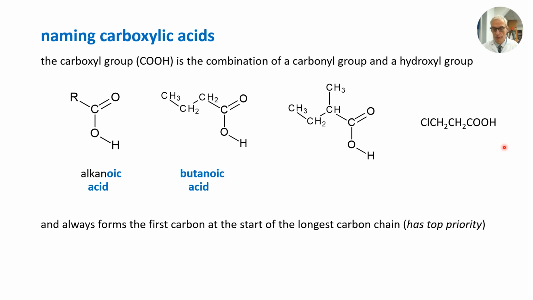Okay, so revealing, 2-methylbutanoic acid, carbon number 1, 2, 3, 4. The longest chain is 4, so that's butanoic acid, and on carbon number 2 there's a methyl group: 2-methylbutanoic acid. And then over here, 3-chloropropanoic acid, carbon 1, carbon 2, carbon 3, gives us propanoic acid. There's a chlorine atom on the third carbon in the chain. So 3-chloropropanoic acid.